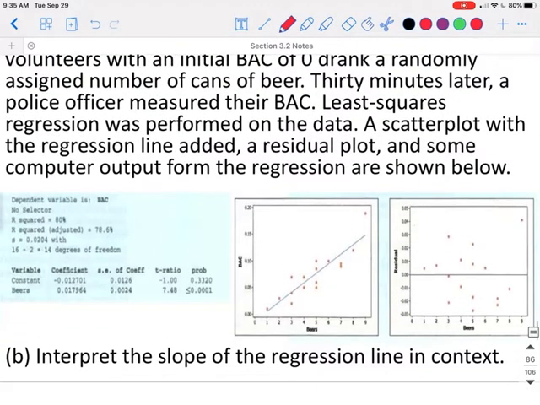Now we need to interpret the slope of the regression line. We already indicated that the slope was 0.017964. And in this case, that's telling us for each additional beer that is consumed, we can expect the blood alcohol content to increase by 0.017964.